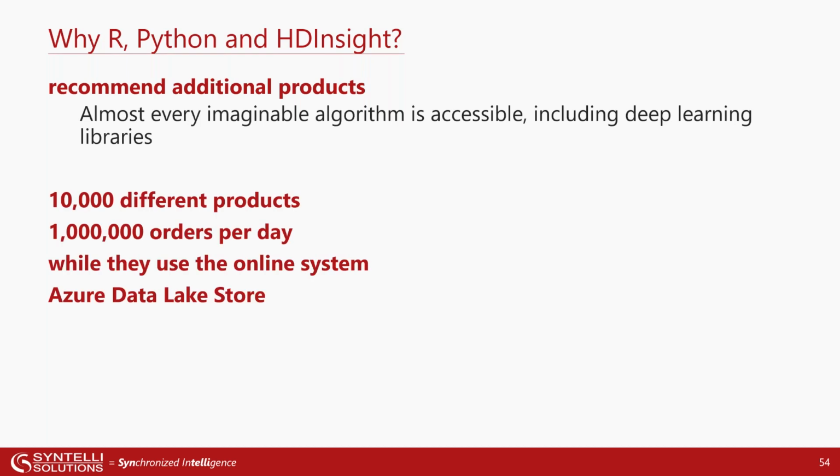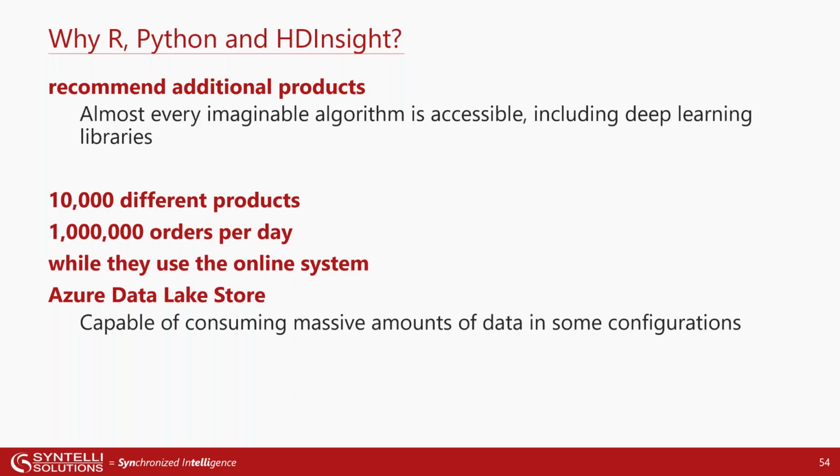Now, down to the technical component of that, as we talked about before, we have a lot of predictions we need to do, and we need to be able to do them very fast against a very big data store. So HDInsight really comes into play here because HDInsight plus this Azure Data Lake store are capable of consuming these massive amounts of data. We can do these very, very fast predictions using the power of HDInsight and the breadth of R and Python.